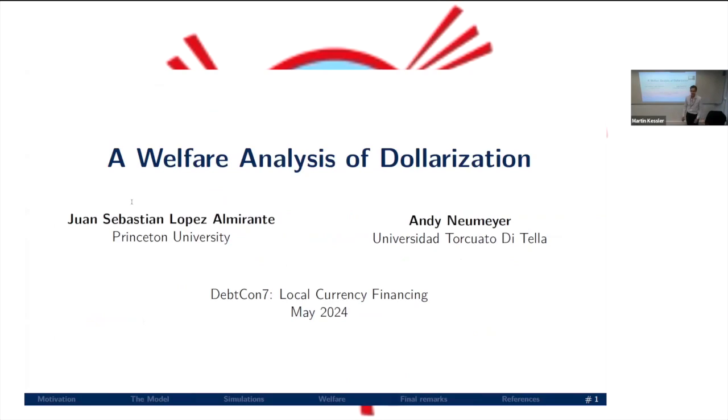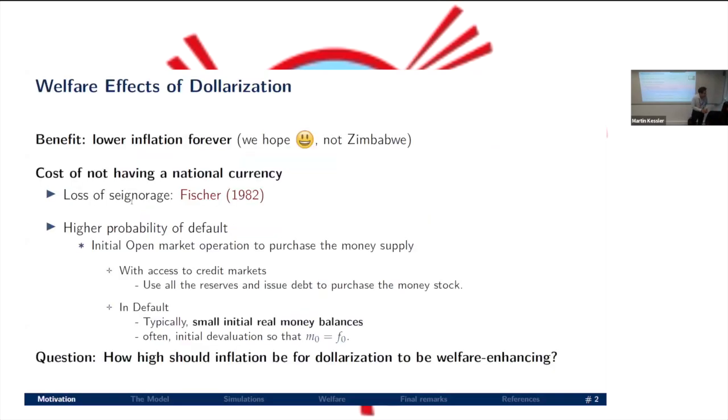Okay, good morning, everyone. Thank you for giving us the chance to present a paper here with Neumeyer on dollarization and the welfare analysis. So to dive right into it, a country with chronic high inflation might see dollarization as a way out of it. And what's the benefit of that? Well, lower inflation forever, unless we're like Zimbabwe. But that's the benefit. Now, what's the cost?